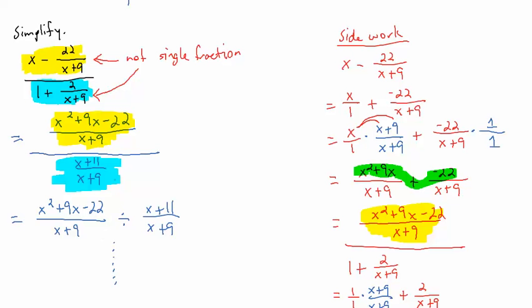Okay? So the goal is to turn a complex fraction into a division problem of two fractions. And so you can see in this problem, to do that, we had to combine the stuff in the yellow on top into a single fraction. We had to combine the stuff in the blue on bottom into a single fraction, and then we could finish it pretty simply. Let's look at the last example.